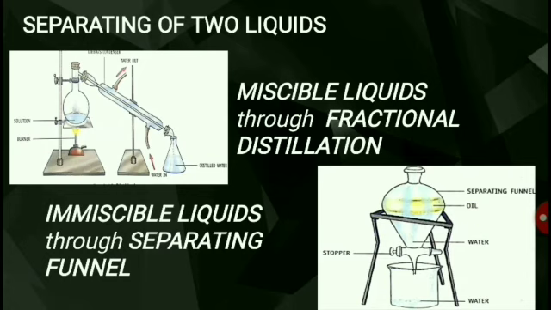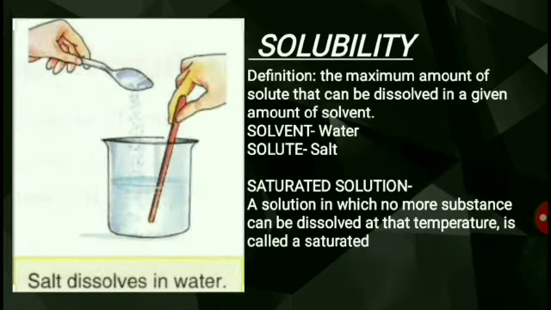Now, I hope you have understood all the categories and the processes related to it, that is how the separation of substances is done. Now let us study about solubility. What is solubility? The maximum amount of solute that can be dissolved in a given amount of solvent is called solubility. Like salt and water together form a solution of salt in water, wherein the water here is called a solvent and the salt, the substance that dissolves in water, is called a solute. So a solvent and a solute together form a solution.